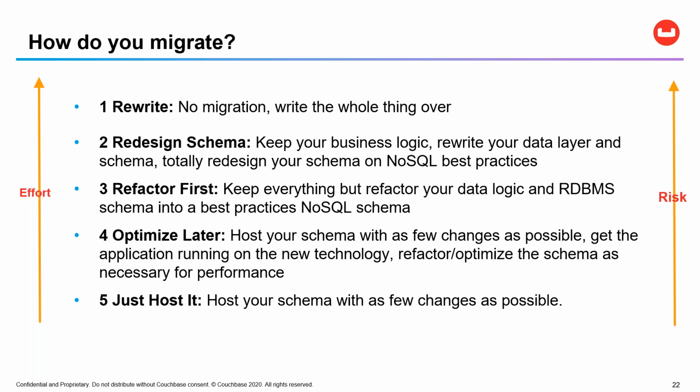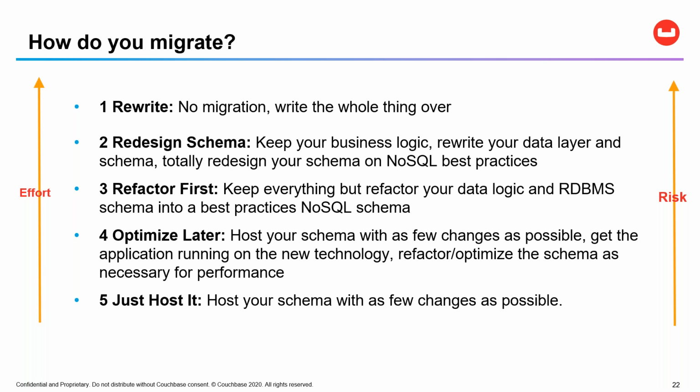Or we can optimize later. Basically, just migrate table rows to documents and make as few changes to our queries as possible. Our initial performance and scale might not be great with this particular approach, but it does work, lower risk, and it gives a basis on which to optimize once that migration is complete. And finally, we could just not bother optimizing and just simply host it.